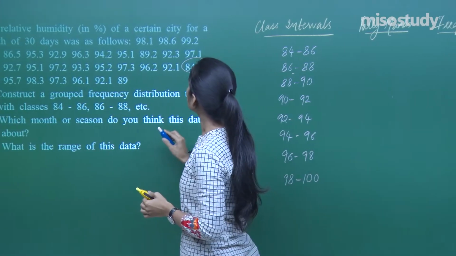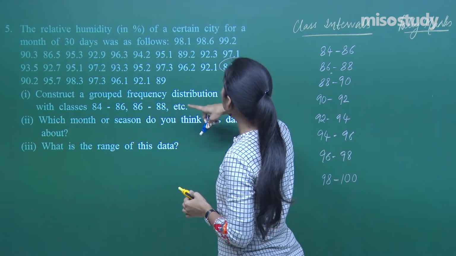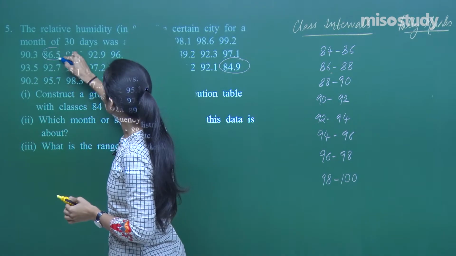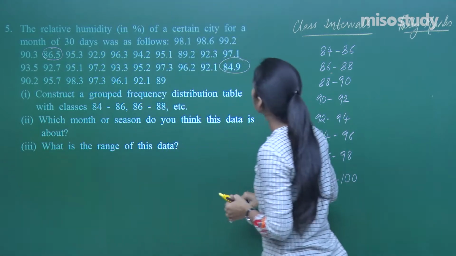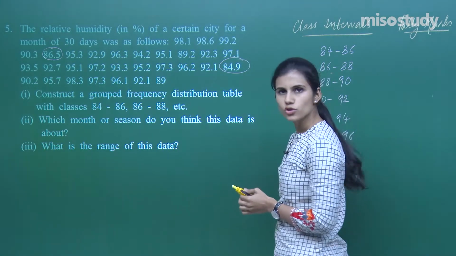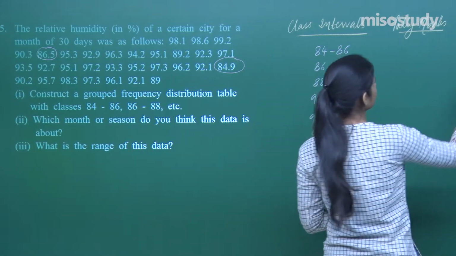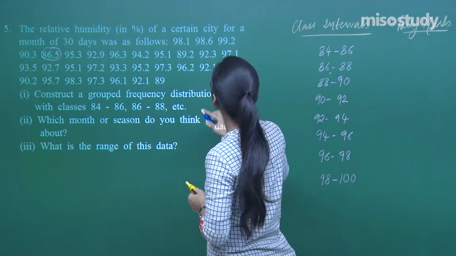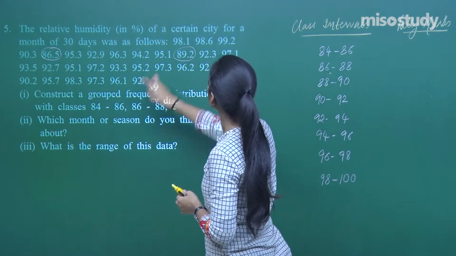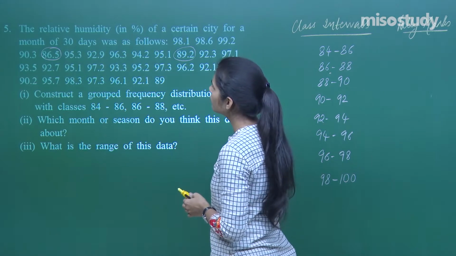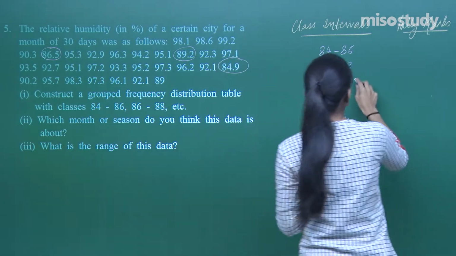86 to 88: this is not there, this is there. 1. And that is it. This is also beyond 88. So you have just 1, 86.5. 88 to 90, yes, you have this 89.2 and that is it, because 90 you are not allowed to include. So again 1.